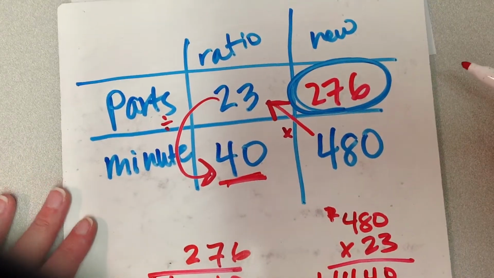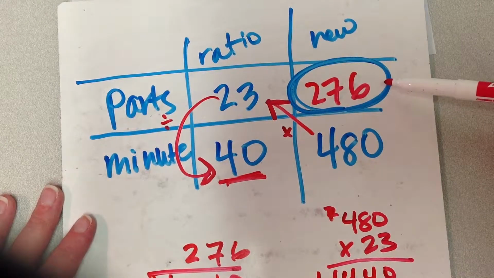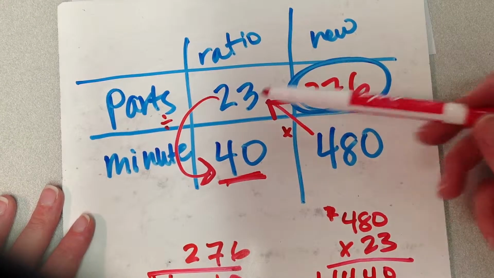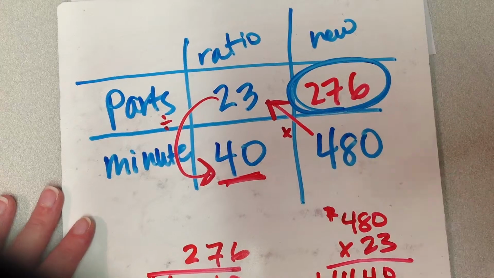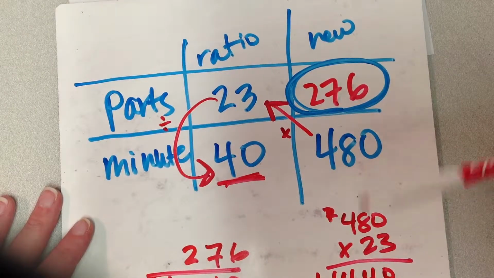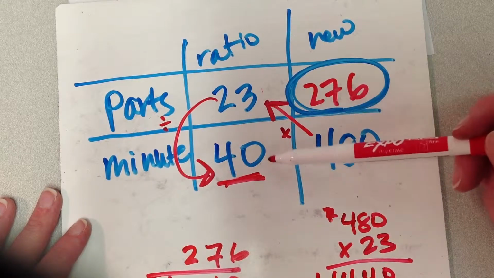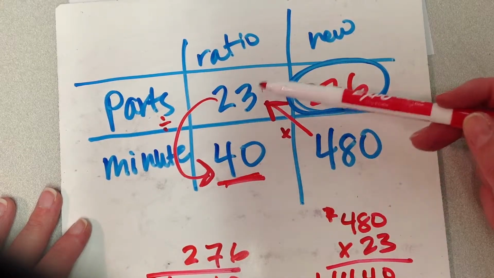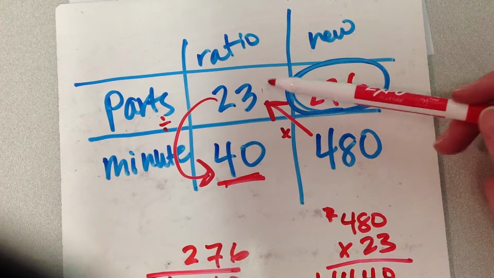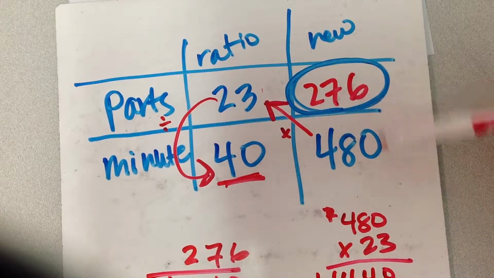So in one whole day, she can make 276 parts. That's based on the ratio of 23 parts in 40 minutes. And that makes a little bit of sense, right? This is roughly half. So in 40 minutes she can make roughly 20 parts. So this is roughly half, 400 to 200, right? So we'll continue with our ratio and proportion discussion in the next video.